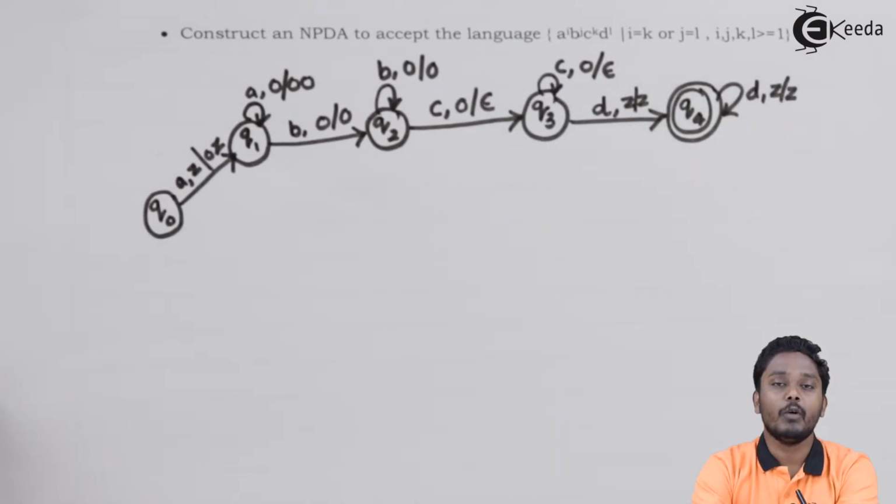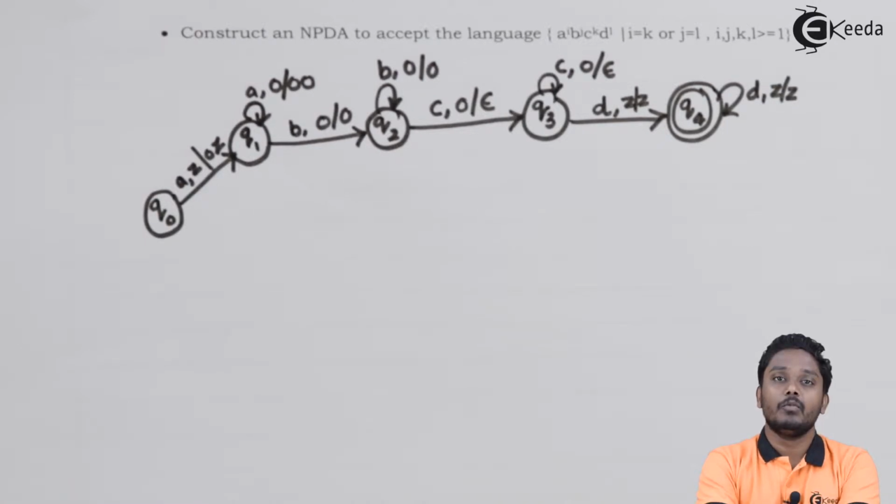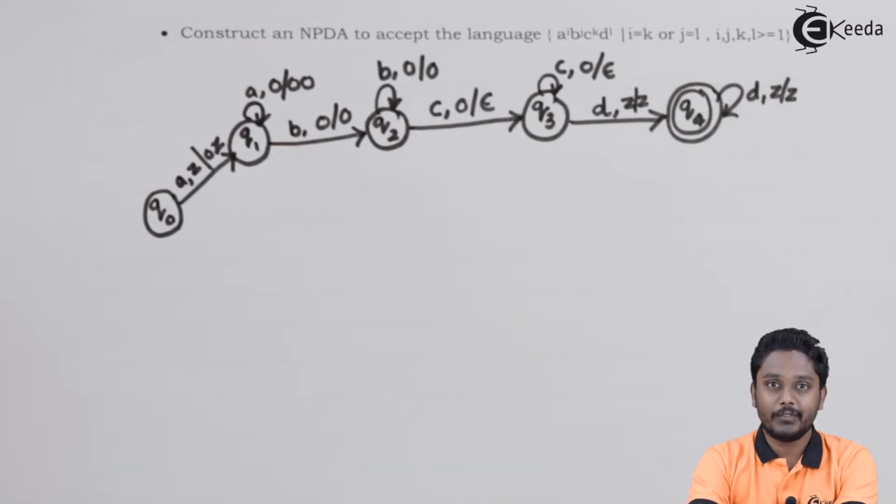This completes one branch. With this, we have completed the construction of one branch which compares the number of A's and C's. Similarly, we need to do construction of one more branch for comparing the number of B's and D's. Let us take the new state Q5.